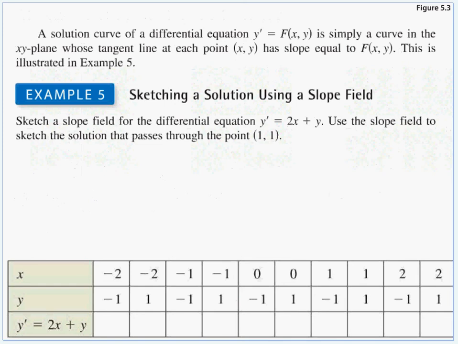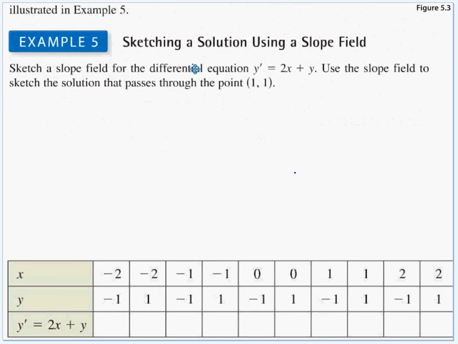Now this example 5, this is new to the new edition. It says here a solution curve of differential equation y prime equals f of x y is simply a curve in the xy plane whose tangent line at each point has a slope equal to that value. This is illustrated here in example 5.